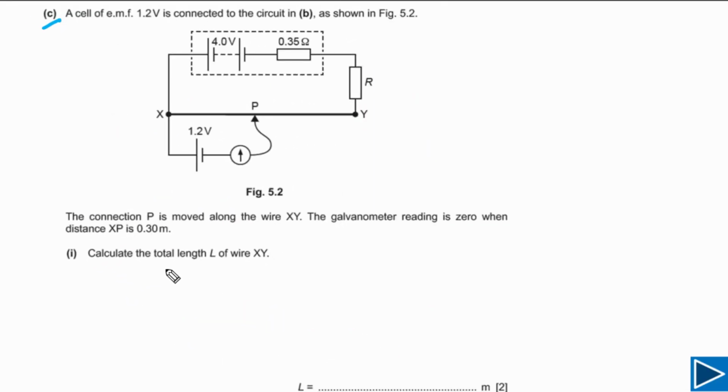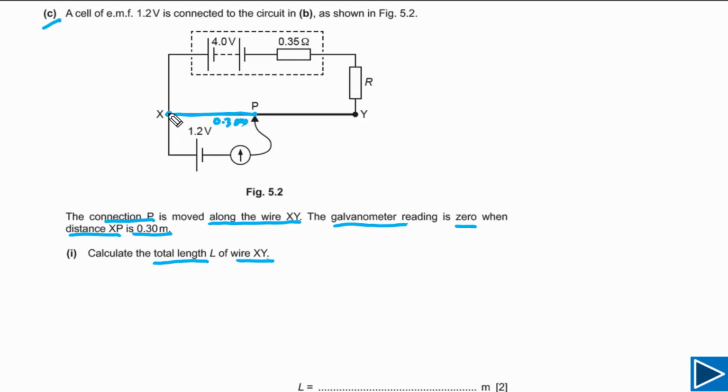For part C, we need to calculate total length L of wire XY. But for this question, it is given to us the connection P is moved along the wire XY. It simply means that we started moving our slider from this point and we keep on moving this one until it is at point P. Now it is given to us the galvanometer reading is 0 when the distance XP is 0.30 meters. Means the distance between X and P is equal to 0.30.